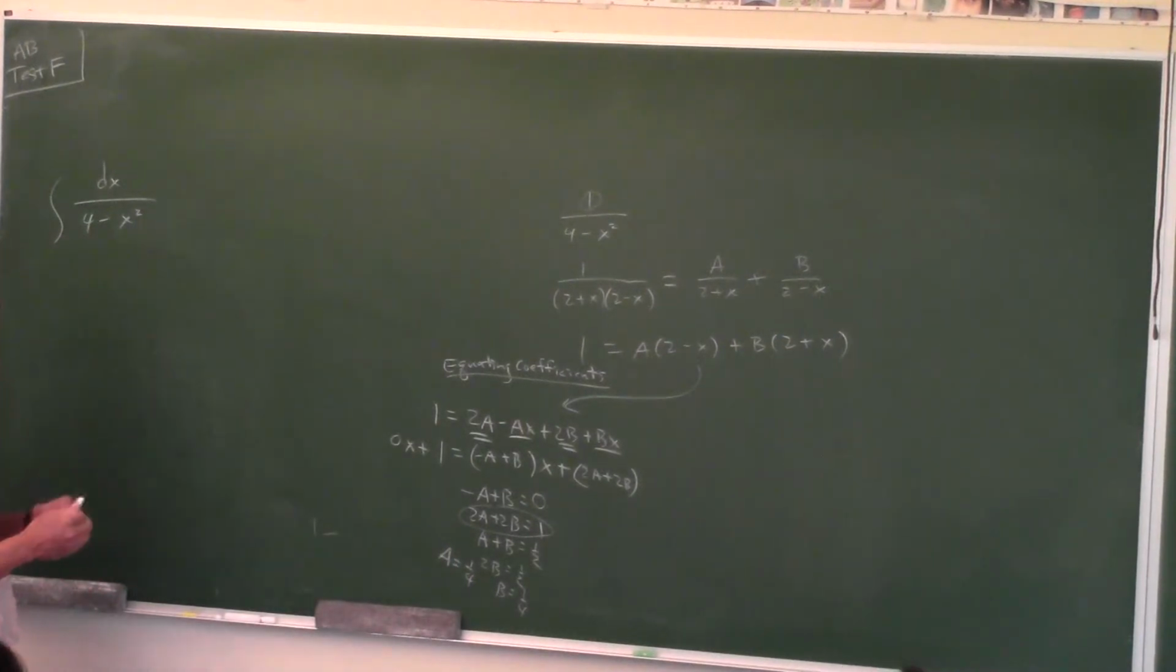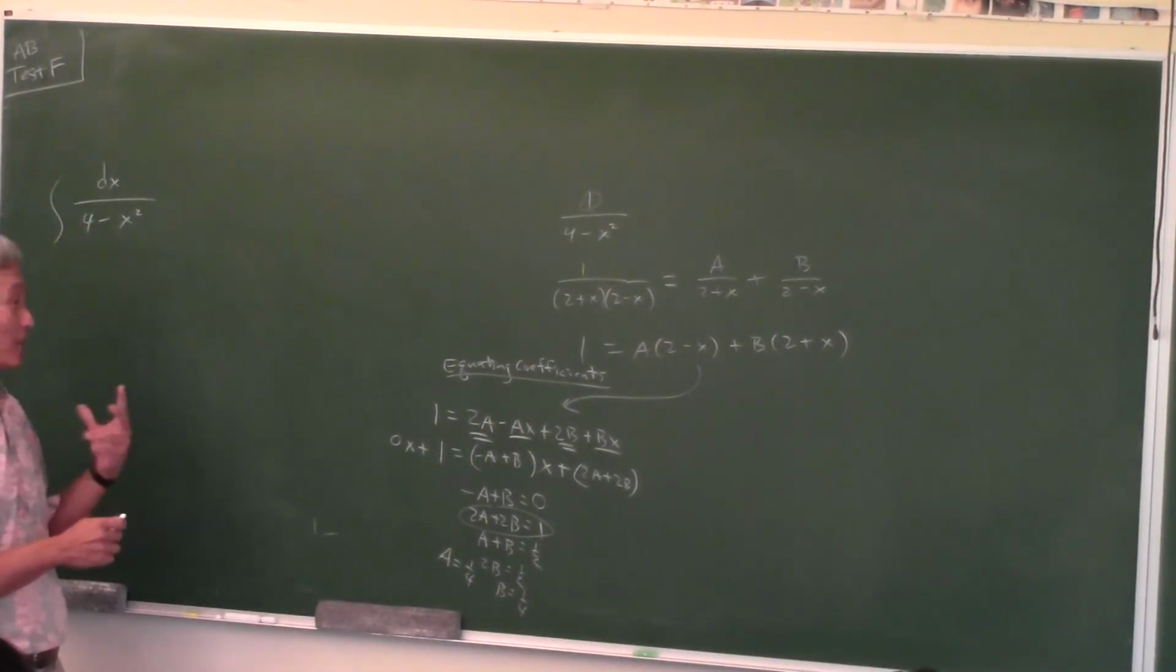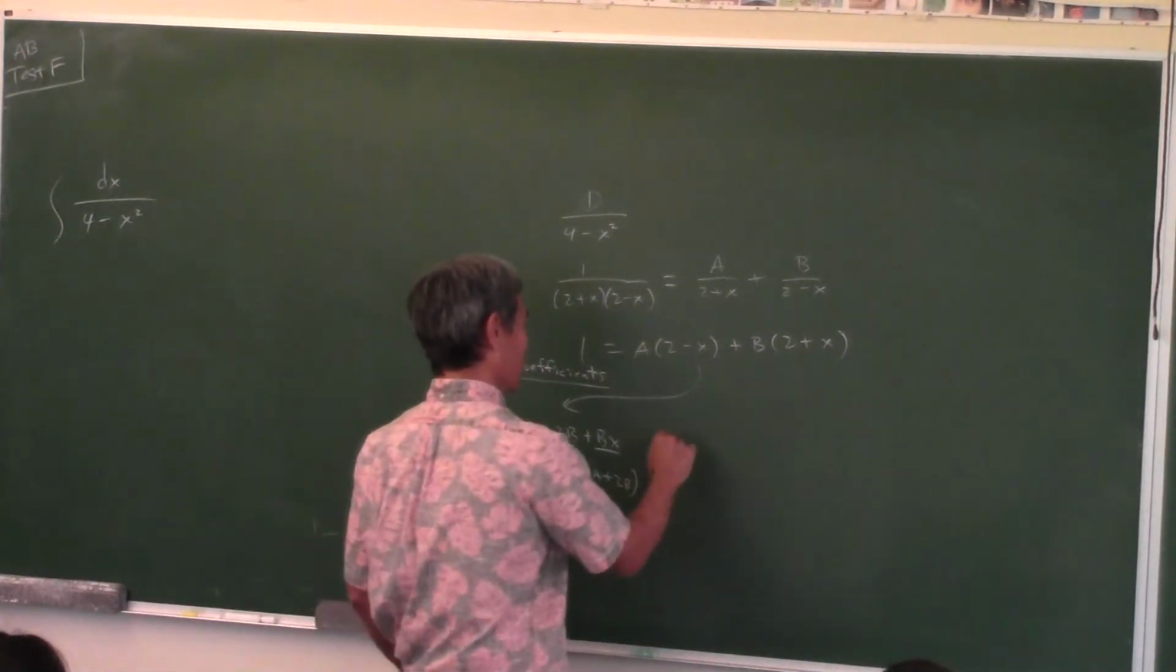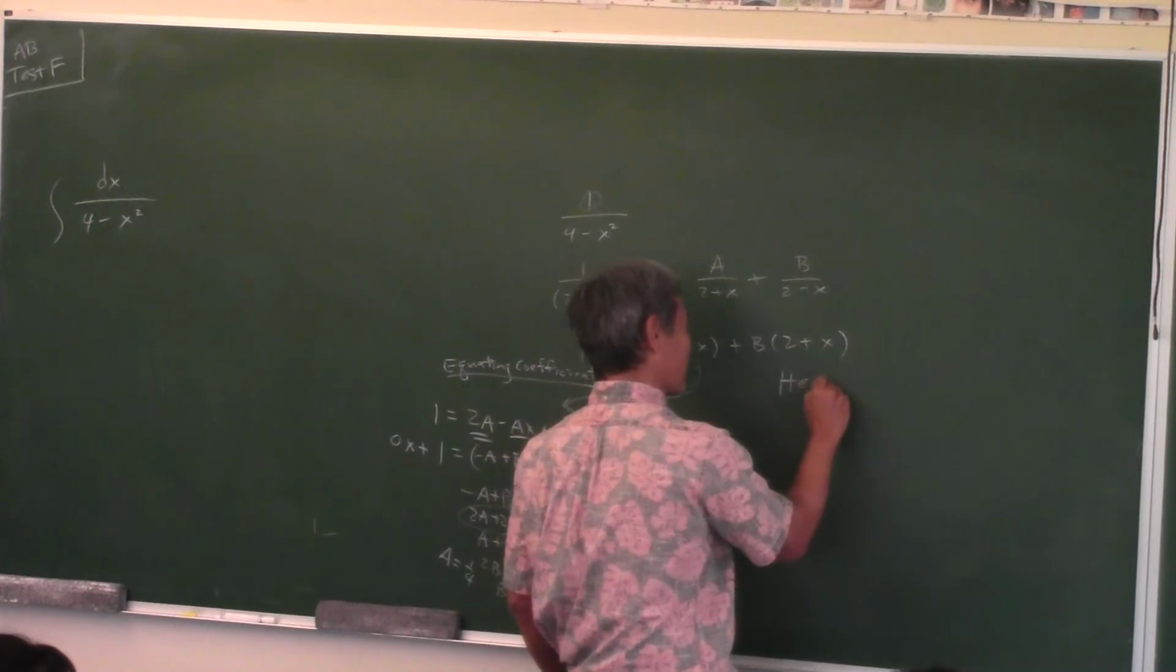This is called equating the coefficients. But you guys learned last year that the Heaviside method is more efficient when you have linear factors like this, yeah? So, here is the Heaviside method.